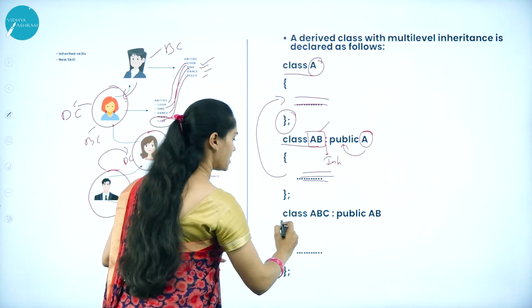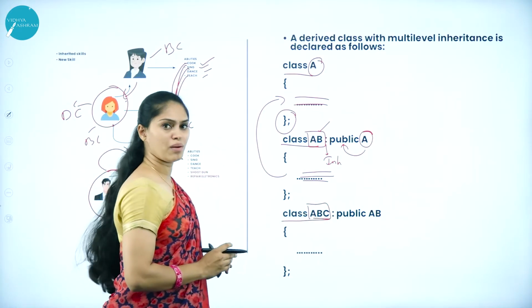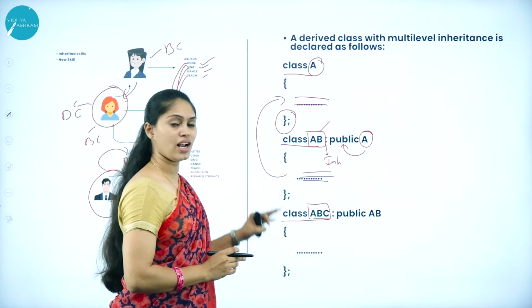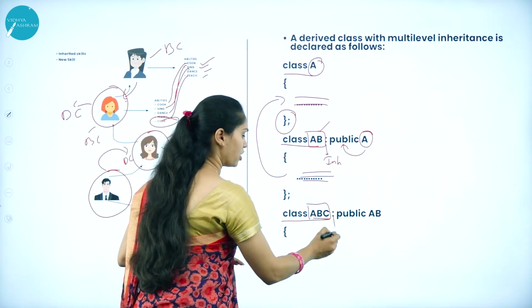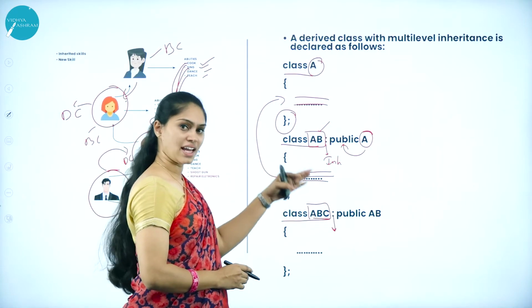And coming to the next level of inheritance, here I have a class called ABC. What I am doing here is creating a class called ABC, and I have a colon that specifies I am inheriting the features from the existing class.